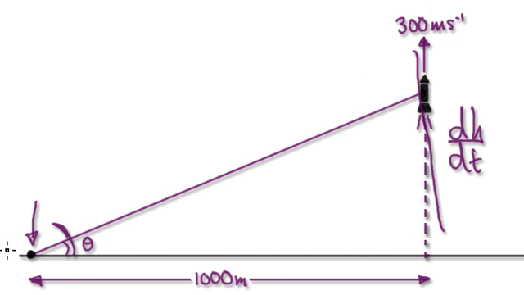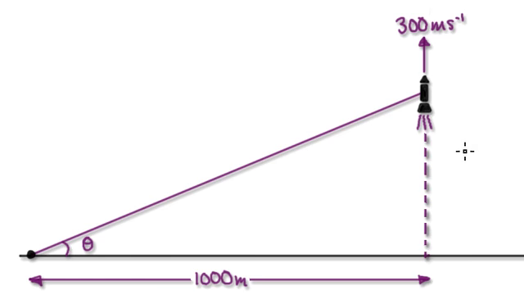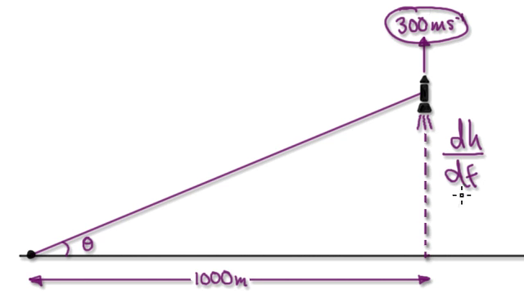So as the rocket climbs, you've got to rotate your camera here. You've got to rotate the angle here. The thing is, as far as the rocket is concerned, it's traveling at, let's just say, 300 meters per second. So what you've got here is dh by dt, because h represents the vertical height, and the vertical height is traveling at 300 meters per second in the vertical direction.